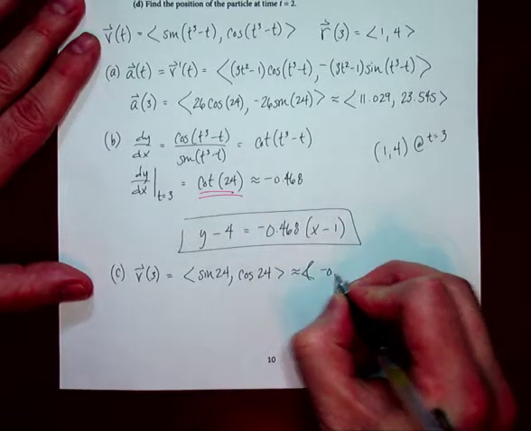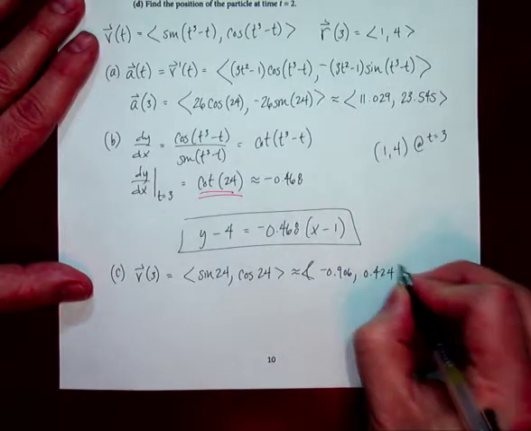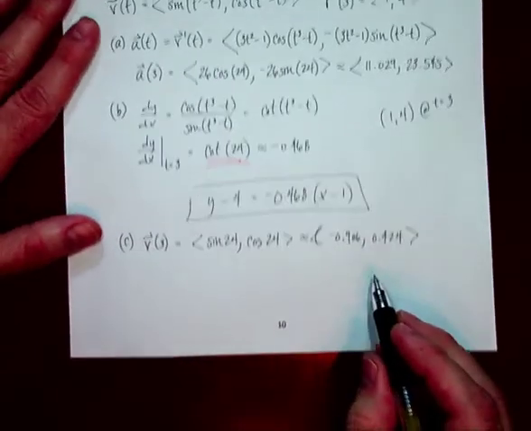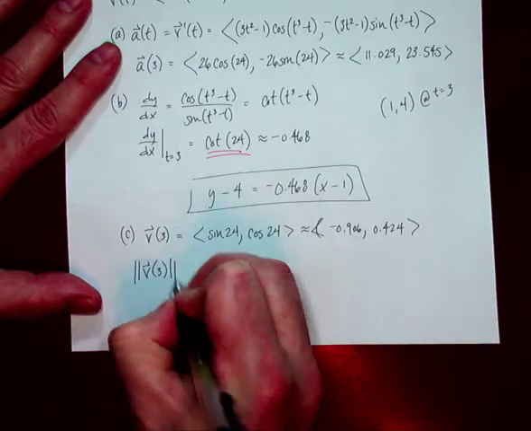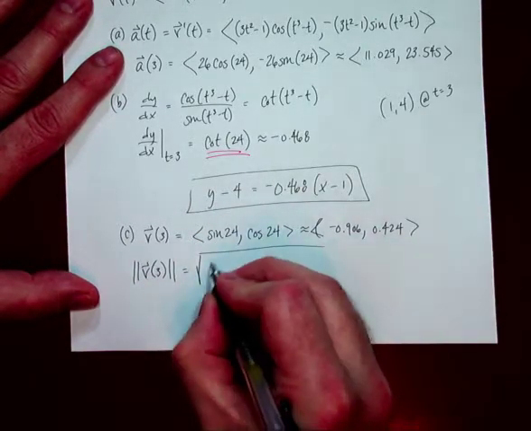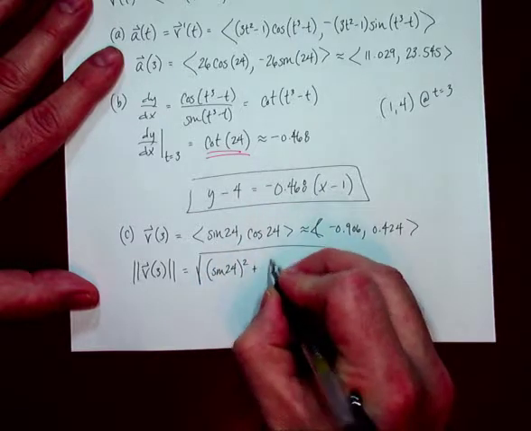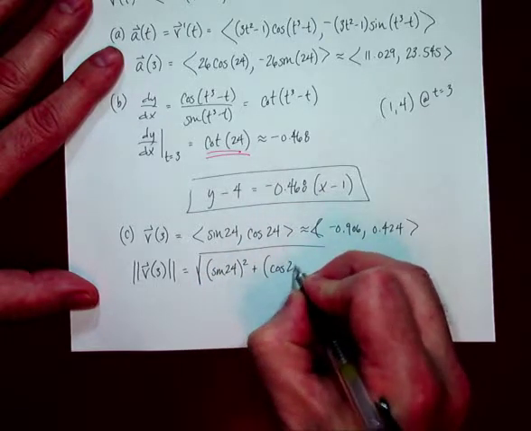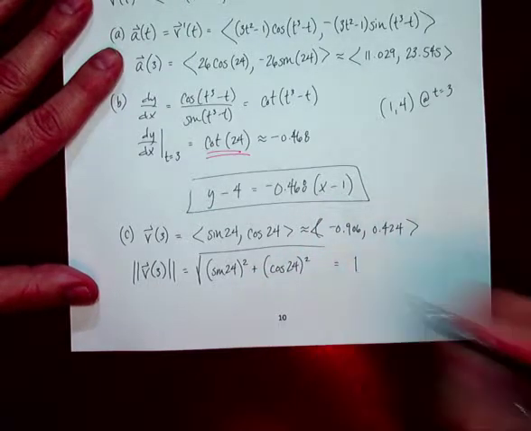negative 0.906 and 0.424. But you don't really need these, because it's probably easier to plug it in just as sine of 24 squared plus cosine of 24 squared. And lo and behold, it's 1.